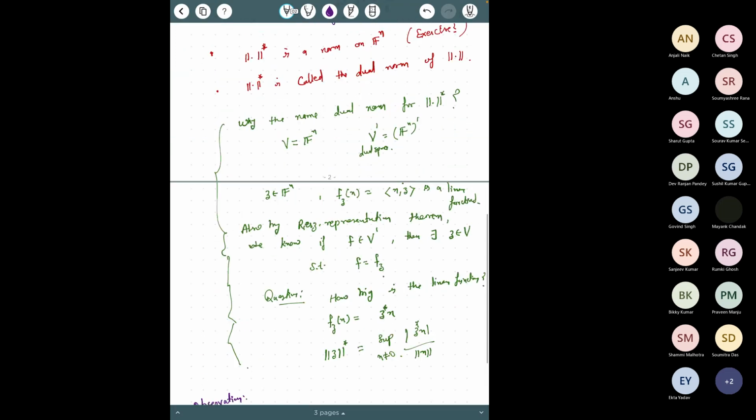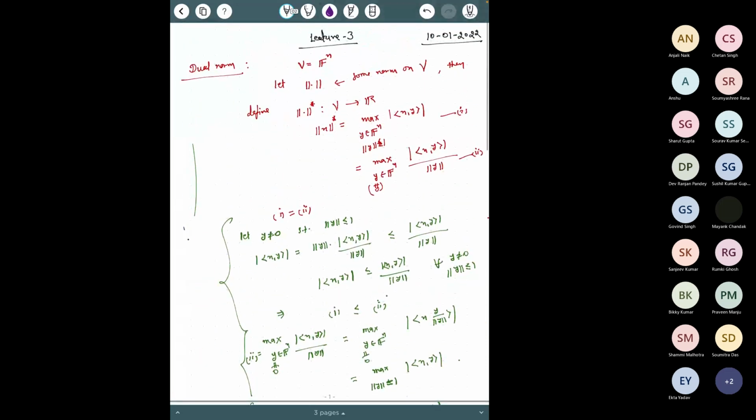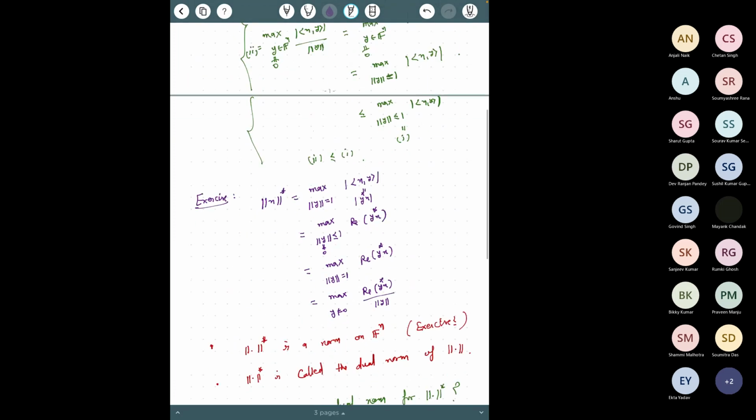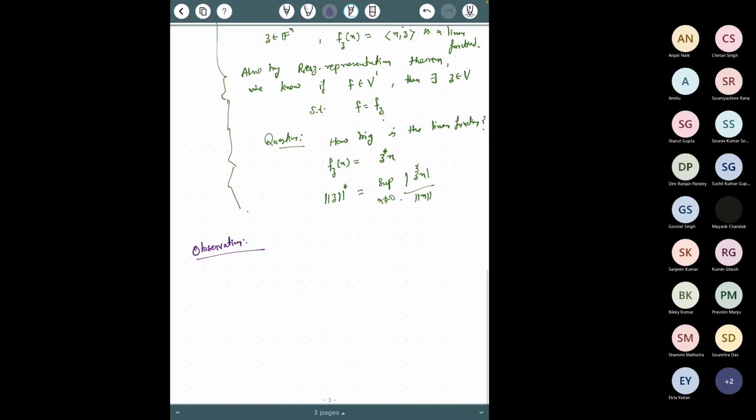Now one thing is clear, that using the dual norm, you can define other norms. For example, if you want to define a few more norms on Fn, you just take any norm and then you define its dual norm, and this is again a norm on that. So it gives another way to define new norms on Fn.